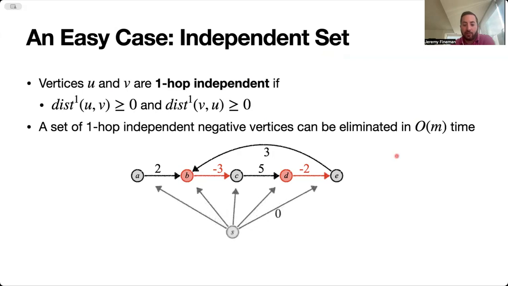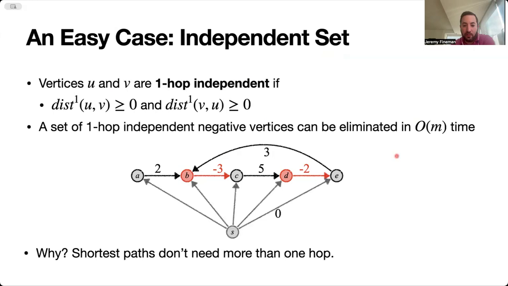And you do that basically just by running Johnson's algorithm. So add a supersource and compute single source shortest path distances. But the observation is that to get the shortest paths, we don't need more than 1 hop. And this is because there's no reason to go, say, from S to B to D and then continue to something else, because we may as well just go directly from S to D, since the distance from B to D is non-negative anyway. Okay, so that's a really easy case.